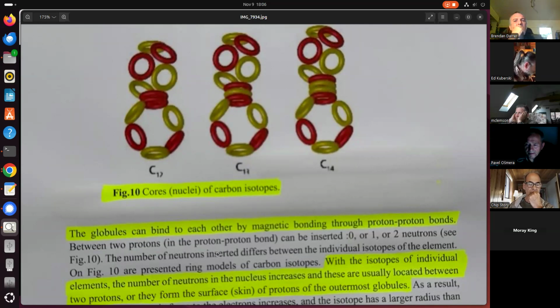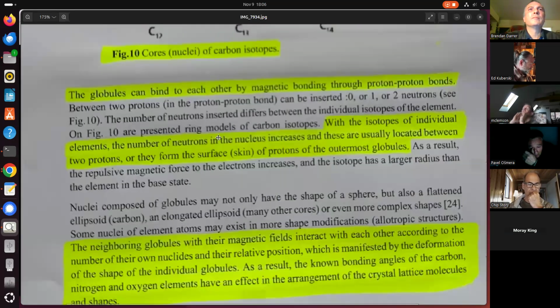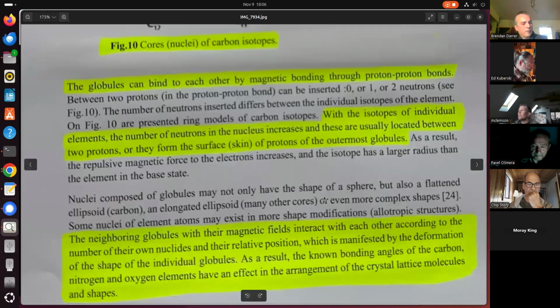On figure 10 are presented ring models of carbon isotopes with the isotopes of individual elements. The number of neutrons in the nucleus increases, and these are usually located between two protons, or they form the surface skin of protons of the outermost globules. As a result, the repulsive magnetic force to the electrons increases, and the isotope has a larger radius than the element in the base state.